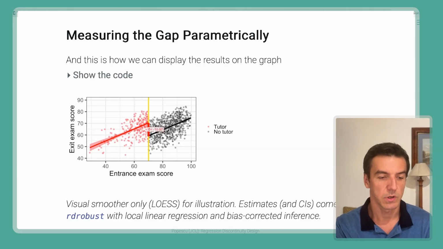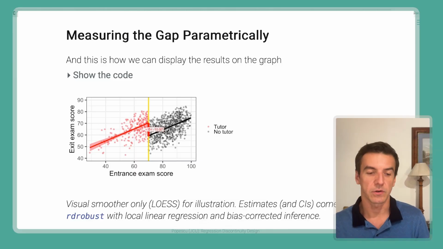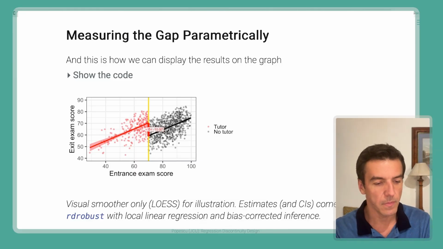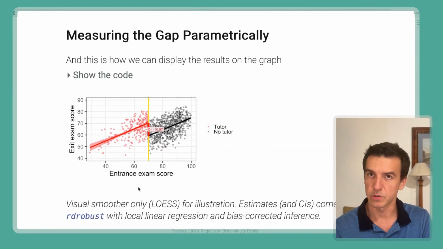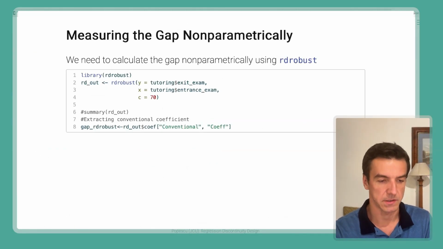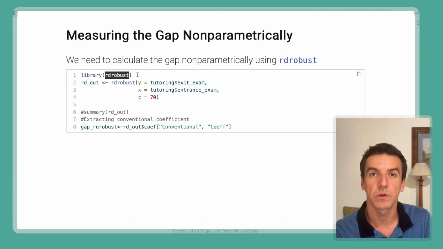So this was how we depict this effect, as I showed you earlier, when we're using linear models. So the precise estimate can also come from this package, which is called RD robust. So to obtain the exact effect, we would do something like this. So first of all, we would need to install the package called RD robust, and then we would do something like this: RDrobust.